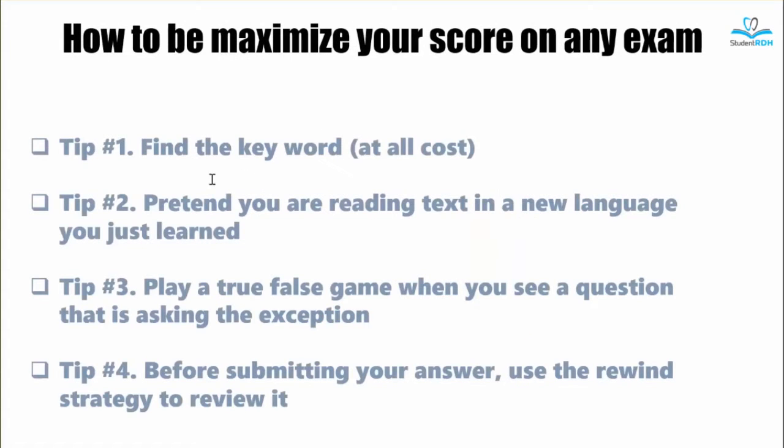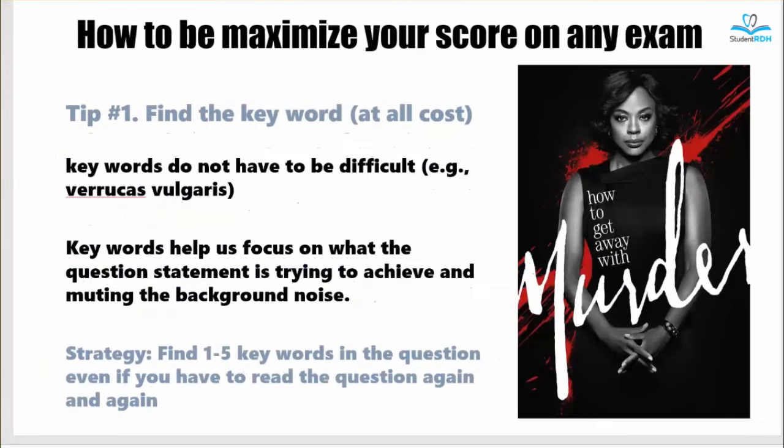They are: find a keyword, pretend you're reading a text in a new language you just learned, play a true-false game where you are seeing a question that is asking the exception, and before submitting your answer, use the rewind strategy to review it. And today we are only going to talk about tip number 1.